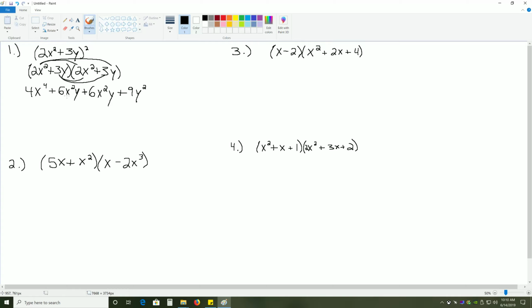Now we just want to check if there's any like terms that we can add together. And in this case, we have a 6x squared y plus 6x squared y. Those are like terms, so we can combine them, giving us 4x to the fourth plus 12x squared y plus 9y squared. And this is the completely simplified form of 2x squared plus 3y all squared.